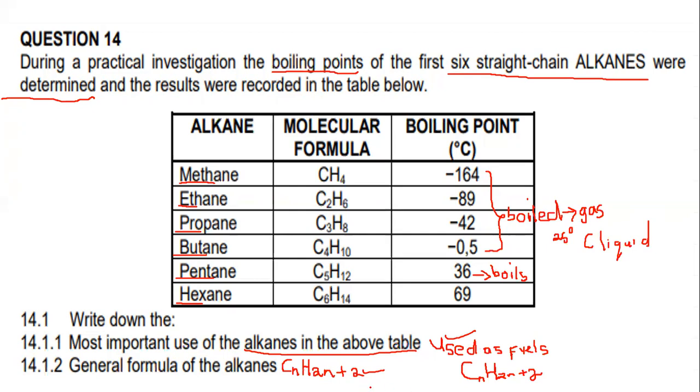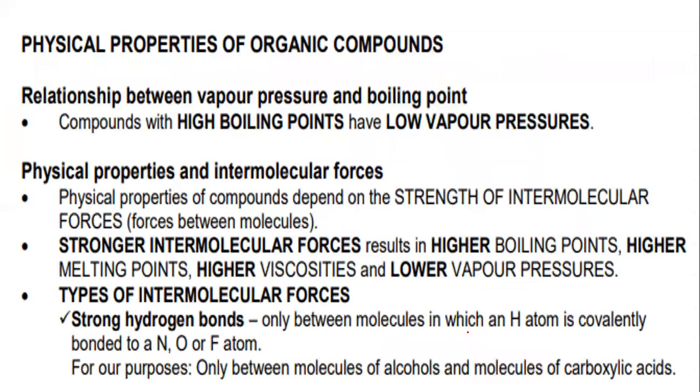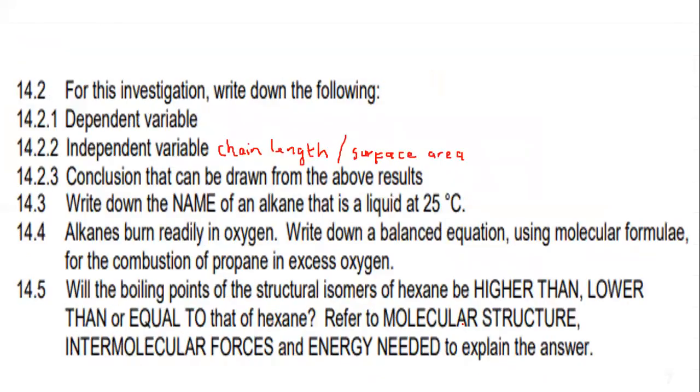The same applies to hexane, because it boils at 69 degrees Celsius. So when the temperature is 25 degrees Celsius, it hasn't boiled as yet, which means it is still in the liquid state. Boiling at 69 means you only start entering the gaseous state when the temperature is 69 degrees Celsius. Anything lower than that, you haven't boiled yet, so the state is still the liquid state. I hope that you understand this one.